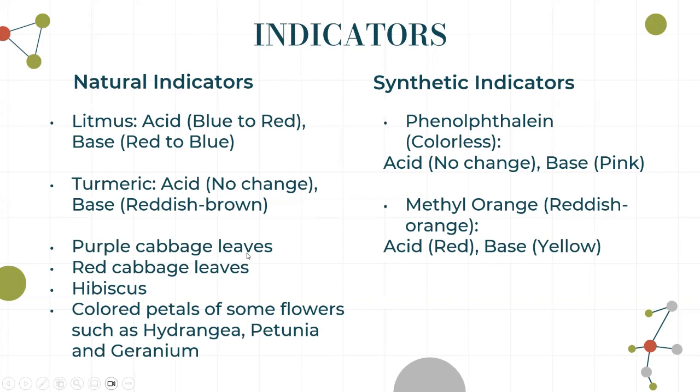Then we have purple cabbage leaf and colored petals of some flowers such as hydrangea, petunia, and geranium. Then, in acids, it remains colorless, and in the presence of base, it turns pink in color. Then we have methyl orange, which is initially reddish orange in color. In the presence of acid, it turns red, and in the presence of base, it turns yellow.